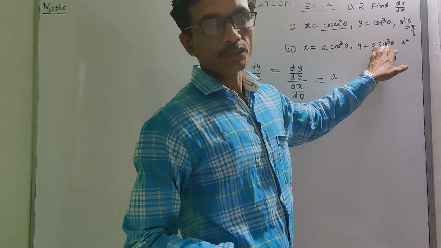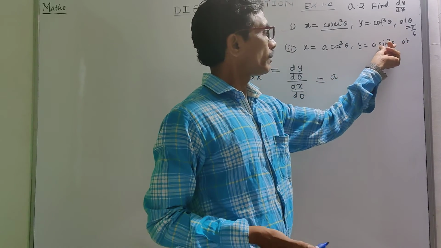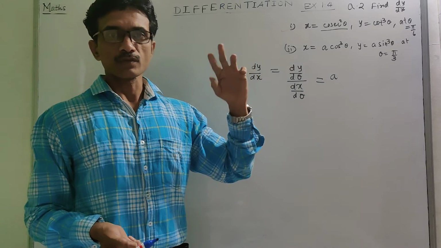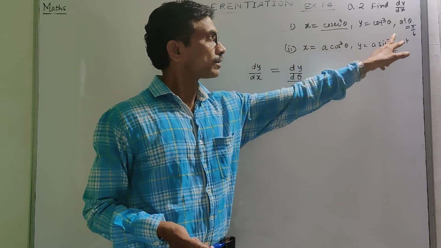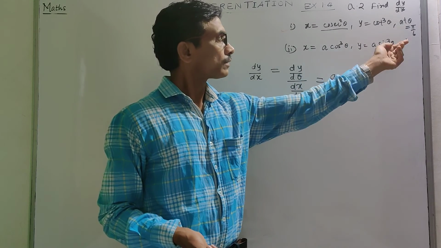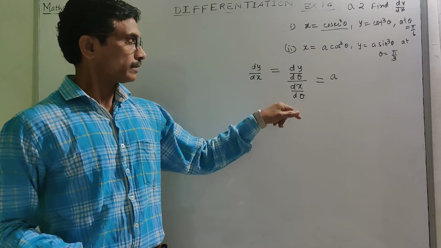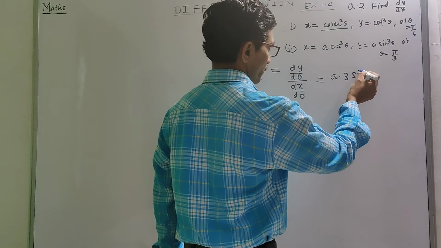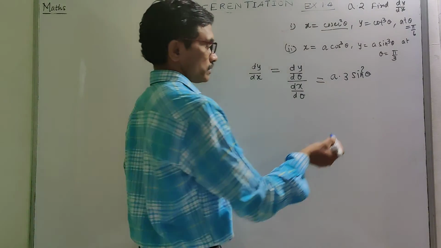Here it is f of x raised to power n. So what is the derivative of f of x raised to power n? It is n into f of x raised to power n minus 1 into f dash of x. So its derivative will be 3 and the index will reduce, that is 3 sin square theta, and then the derivative of sin theta, that is cos theta. So dy by d theta will be a into 3 sin square theta and then the derivative of sin theta, which is cos theta.